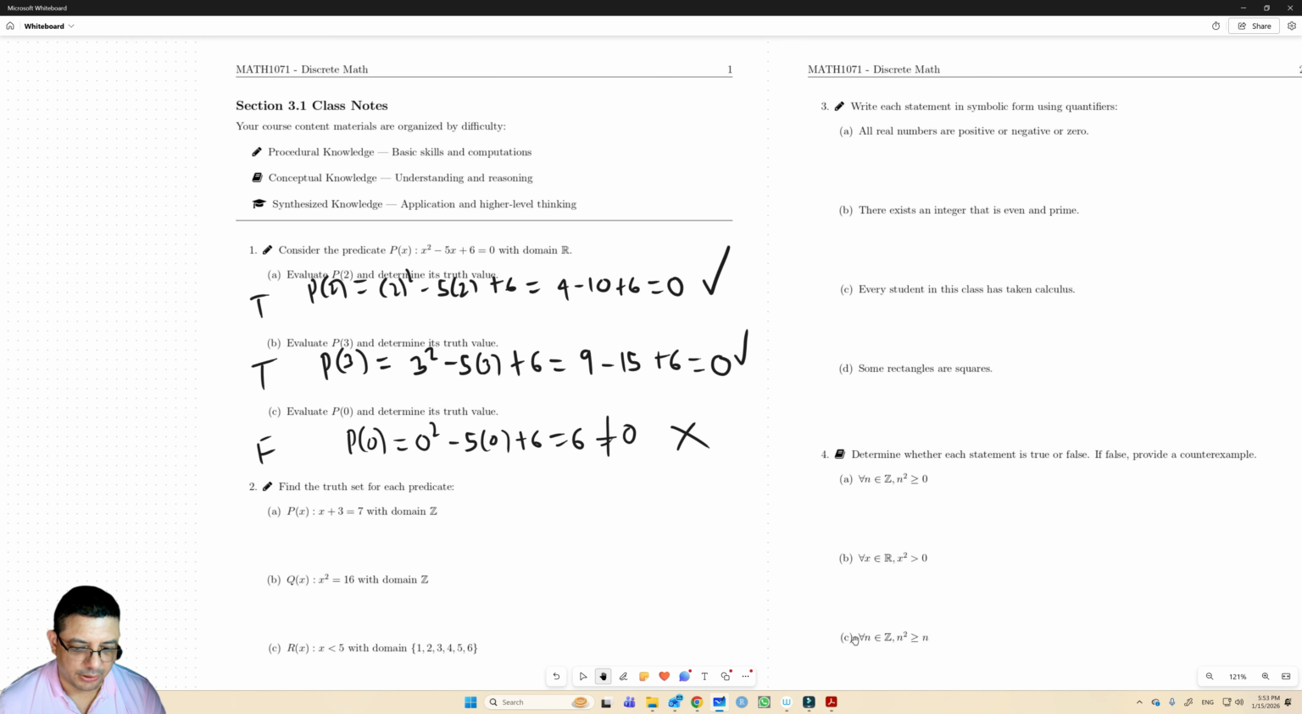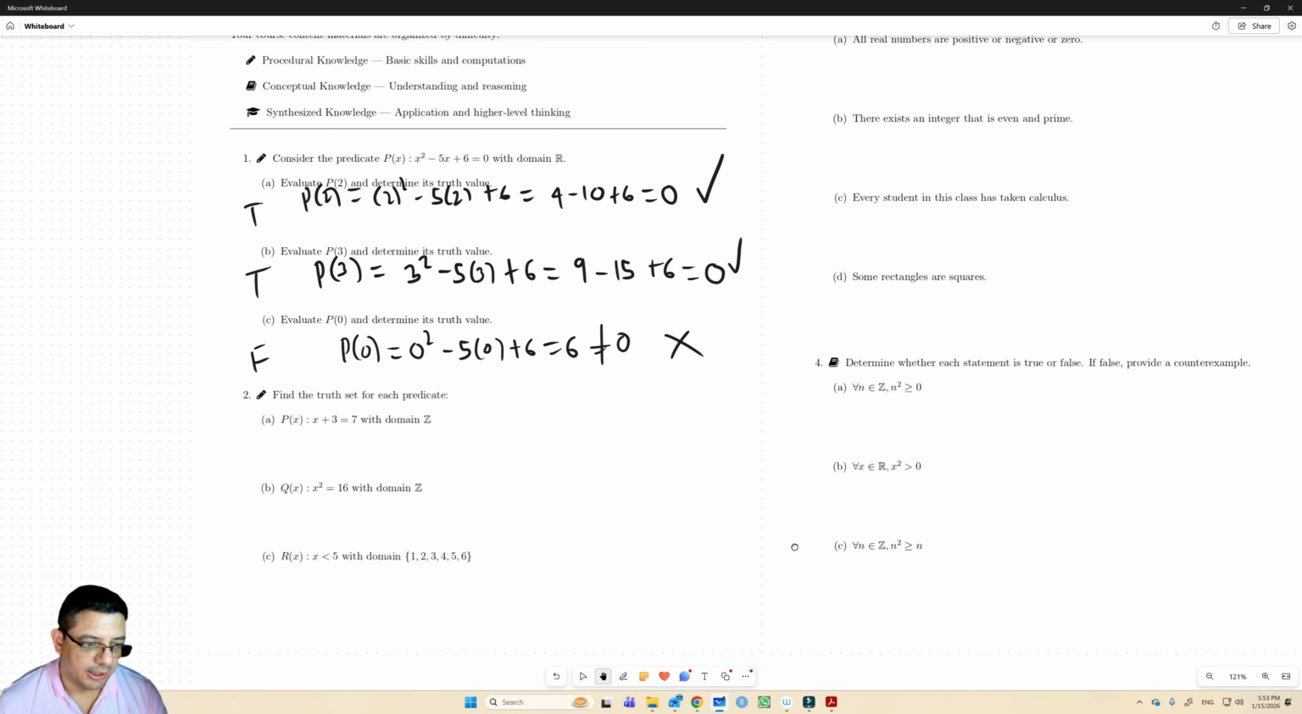Now for question number 2, let's check some other predicates with different domains. So we have that P(x) is now x plus 3 equals 7 with domain the integers. And so if we solve to find the truth set, we will have to solve the equation x plus 3 equals 7, which will give me x equals 4. So the truth set is going to be just {4} for this one. Since this belongs to the integers, then that's fine.